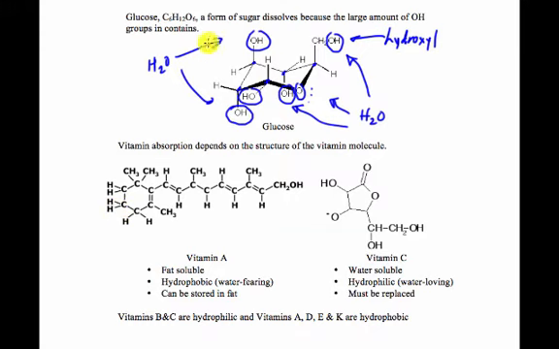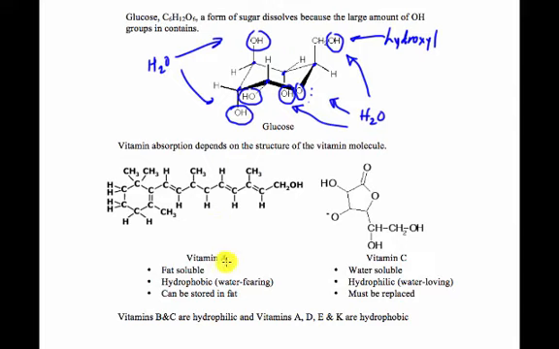Let me just finish with the sugar. All sugars, sucrose, fructose, glucose, and any other sugars that you have are all going to relatively dissolve because they have a large number of hydroxyl groups on there, which increase the hydrogen bonding. Now let's take a look at vitamins. There's two types of vitamins that are out there. There's vitamins that will dissolve in water, and others that will not dissolve in water. Ones are fat soluble, others are water soluble.